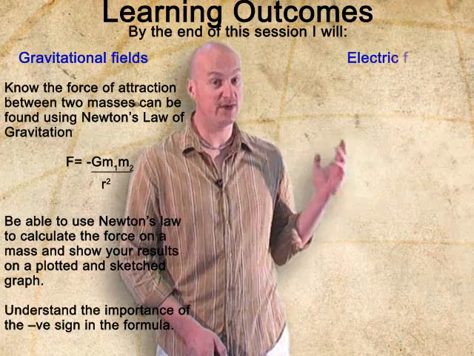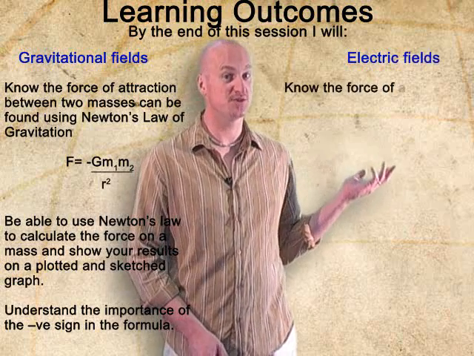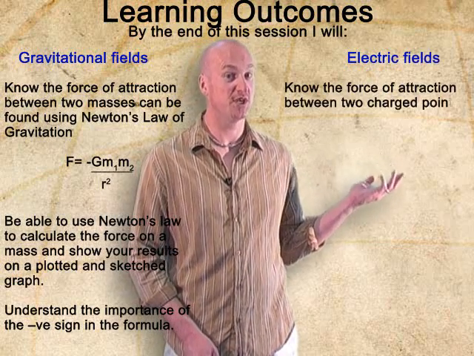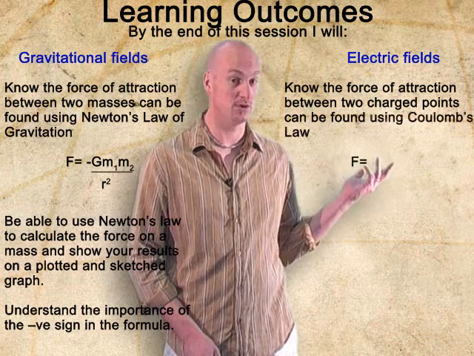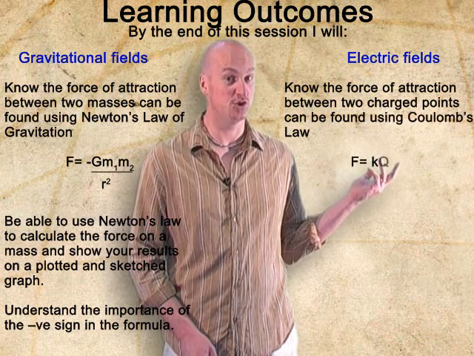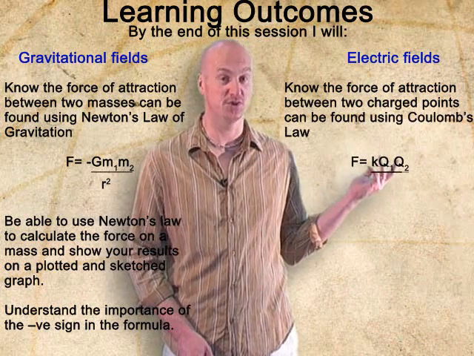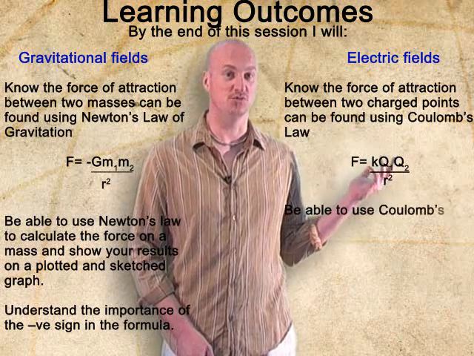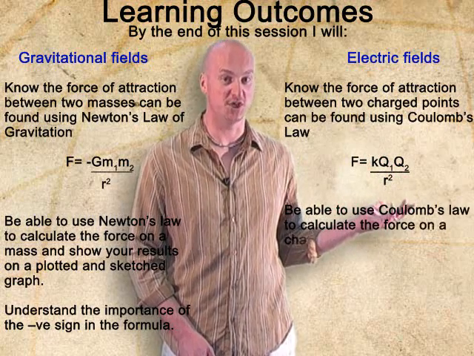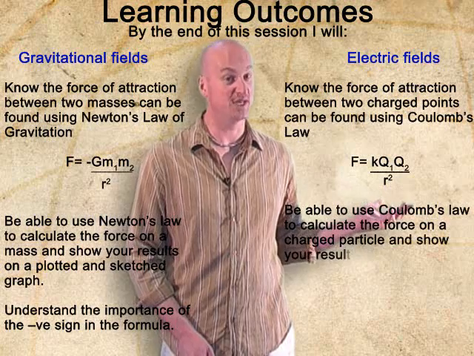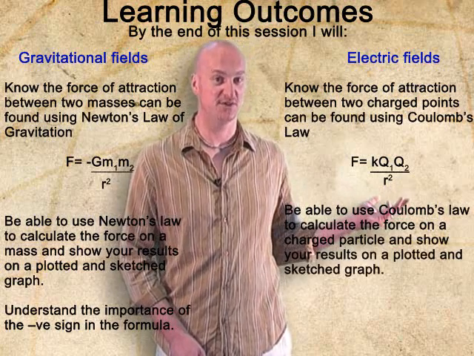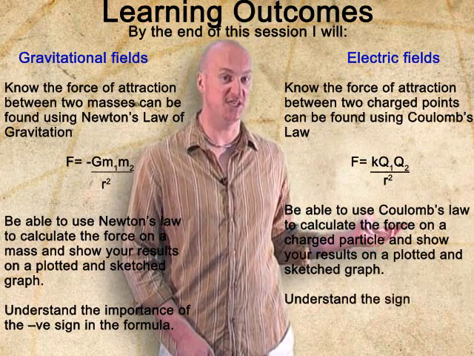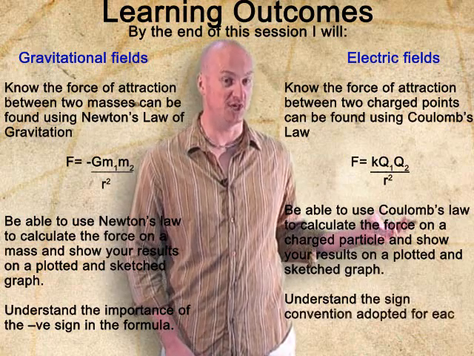You'll also know this about electric fields. You'll know the force of attraction between two charged points can be found using Coulomb's law. F equals K, Q1, Q2, all over r squared. You'll be able to use Coulomb's law to calculate the force on a charged particle and show your results again on a plotted and sketched graph. And you'll understand the sign convention adopted for each charge.